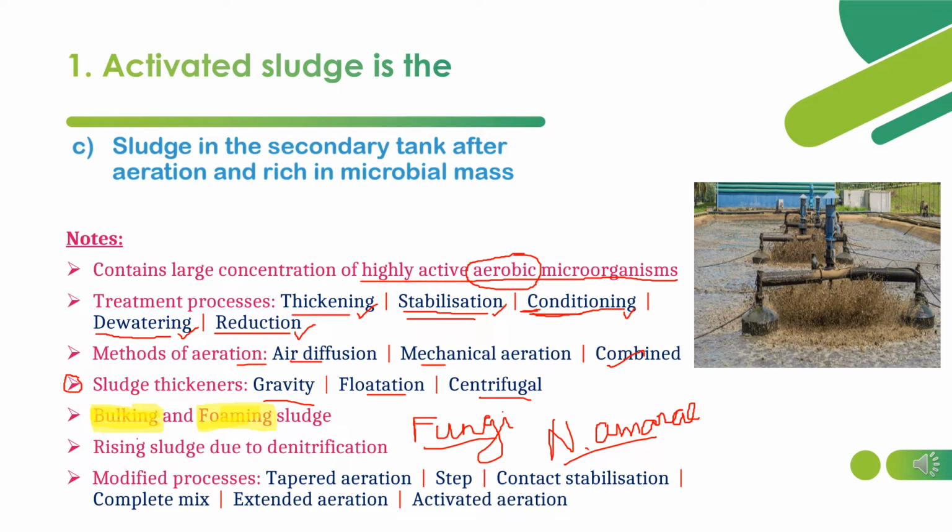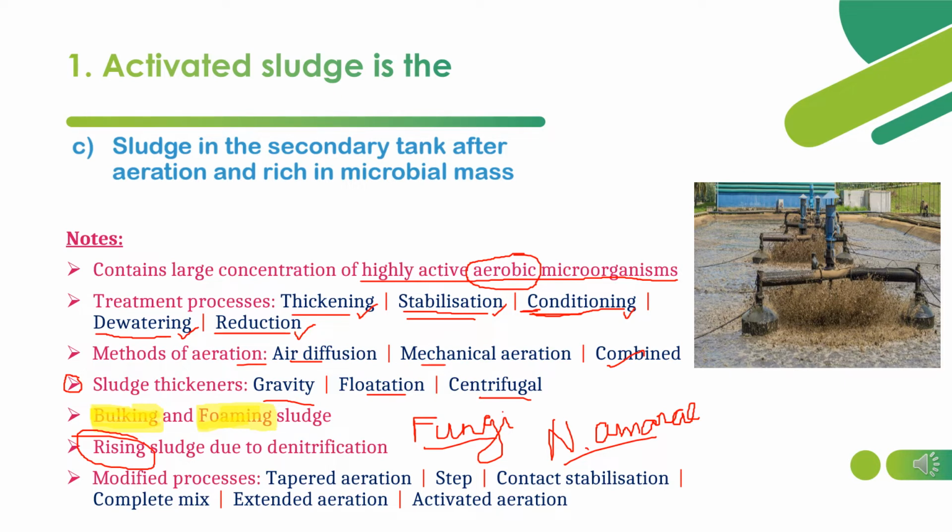And what is rising sludge? Rising sludge is due to denitrification. This is also a problem that is encountered in secondary clarifiers of ASP, that is the activated sludge plant. So this rising sludge is caused by denitrification in the secondary clarifier. This denitrification results in the formation of nitrogen gas bubbles. So what is denitrification?